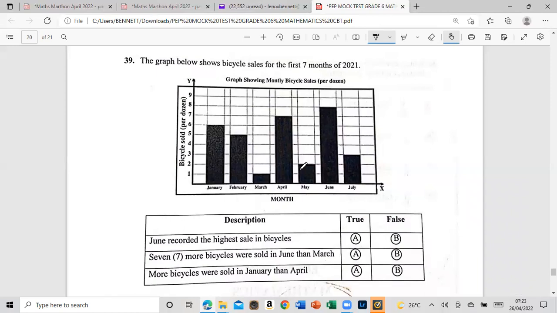Now they are teaching you guys how to analyze. Well, they're not teaching, they're testing you. So your teacher would have taught you how to analyze graphs and data, right?